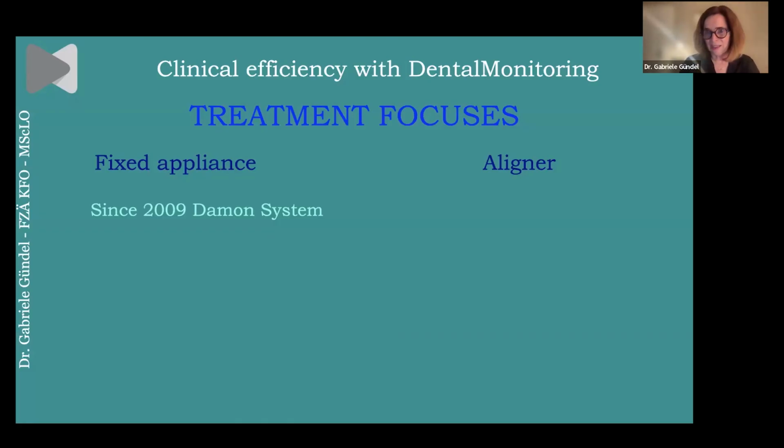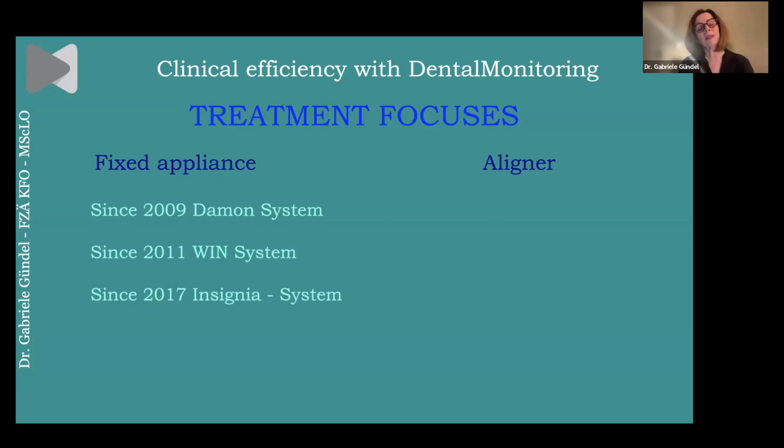I am really very, very familiar with the Damon system. Since 2009, I treat my patients mainly with the Damon system. Additionally, since 2011, also with lingual appliances, with the Win system. Since 2017, I changed all of my Damon cases to the Insignia system. And since 2020, I again changed my treatment appliances, my Damon appliances, to the Damon Ultima system.